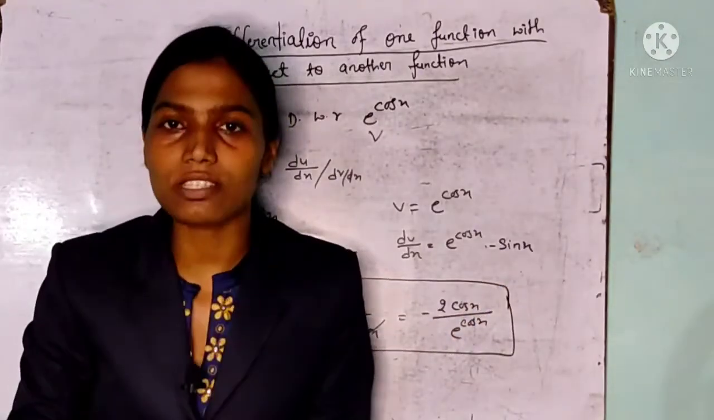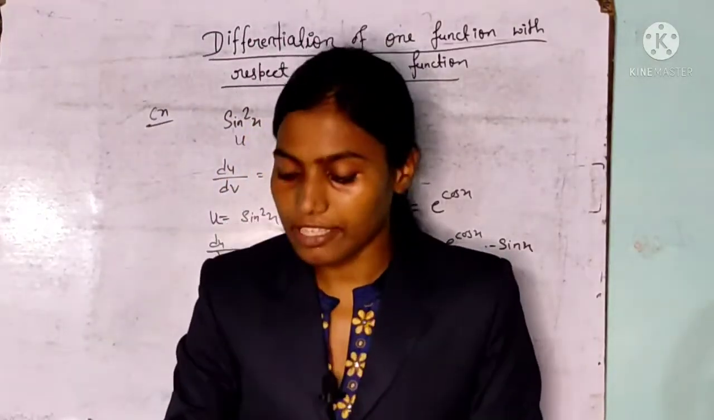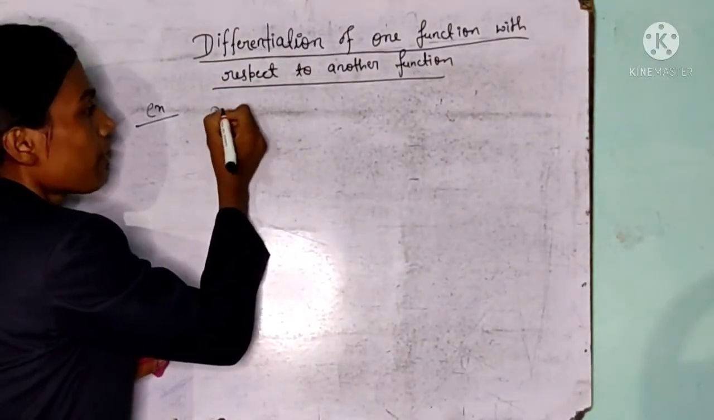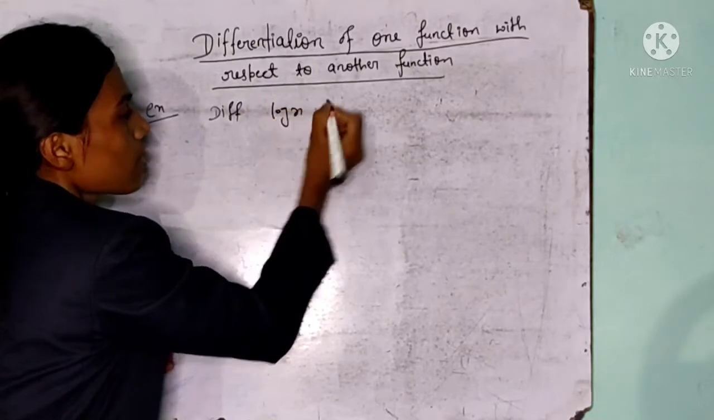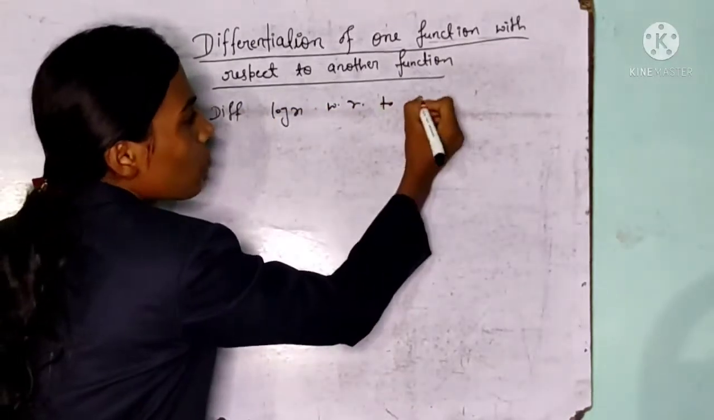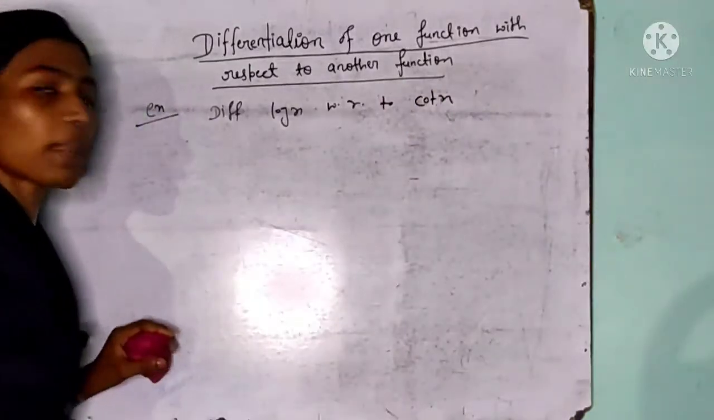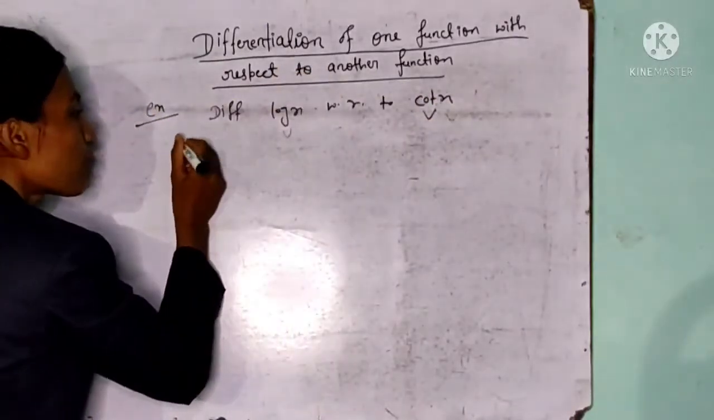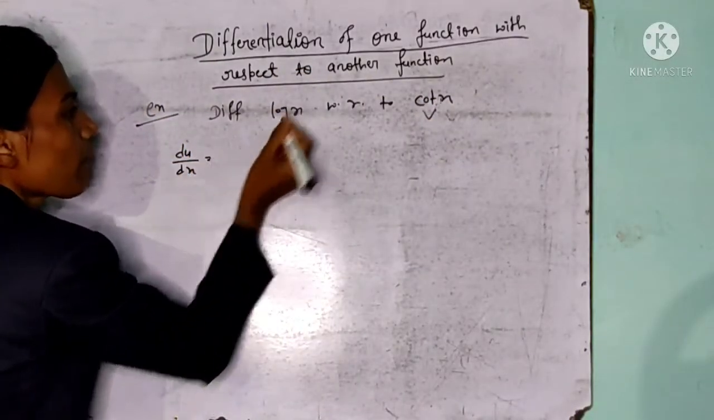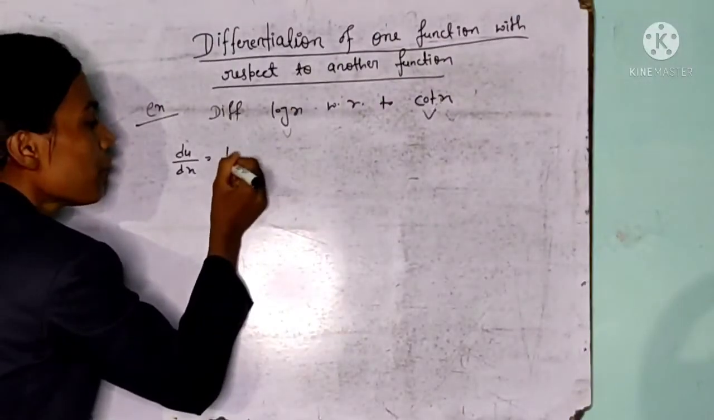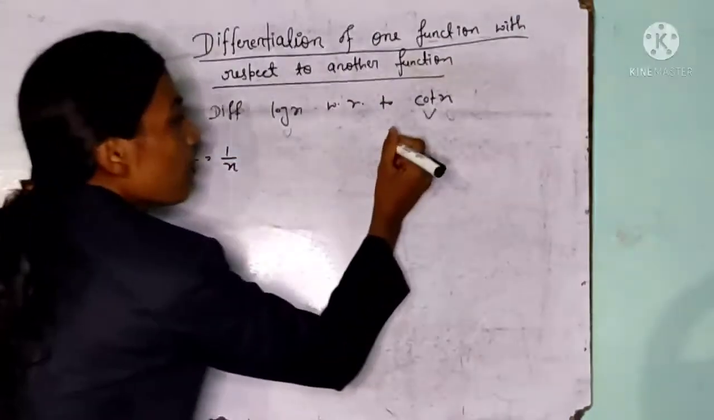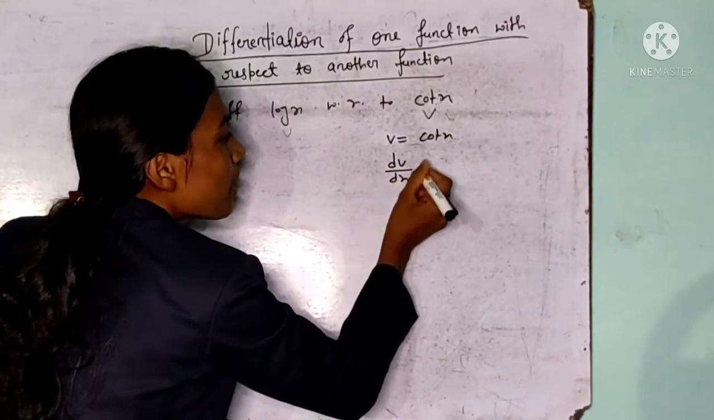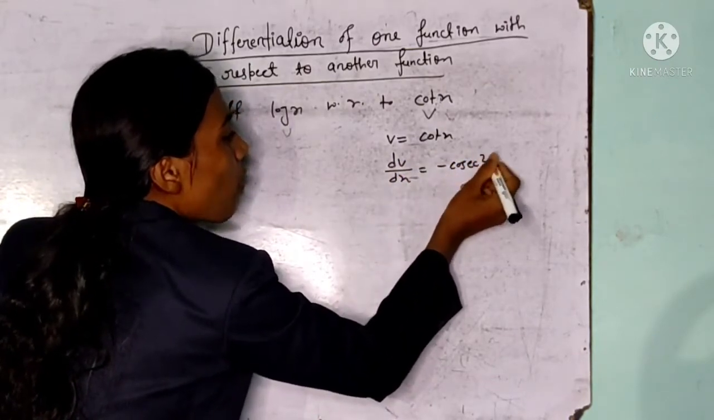So that is how to find one function with respect to another. Can you understand? Next we see one more example. Find the differentiation of log x with respect to cot x. Again applying the same approach, take u as log x and v as cot x. Now find first du/dx. u is log x, so du/dx is equal to 1 by x. Now v is equal to cot x, so dv/dx is equal to minus cosec squared x.